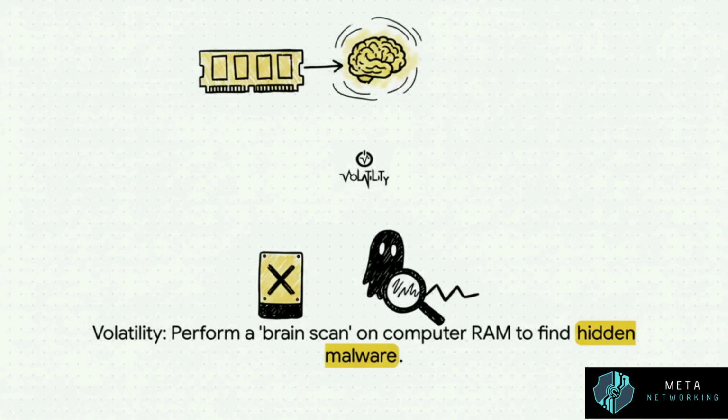Now, for a really cool, more advanced technique, memory analysis. You see, some of the most sophisticated malware out there is designed to run only in a computer's live memory, its RAM, to avoid being found on the hard drive. A tool like Volatility lets an investigator take a snapshot of that live memory, sort of like a brain scan, to find malicious code that would otherwise be completely invisible.